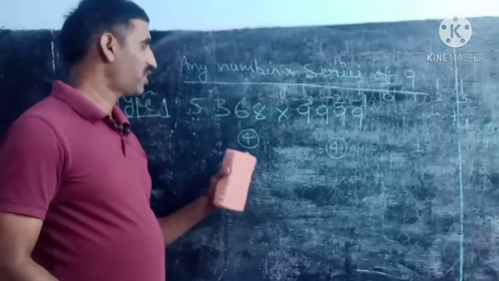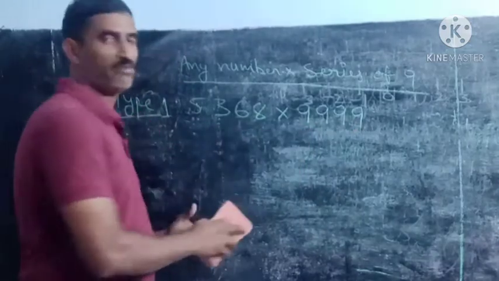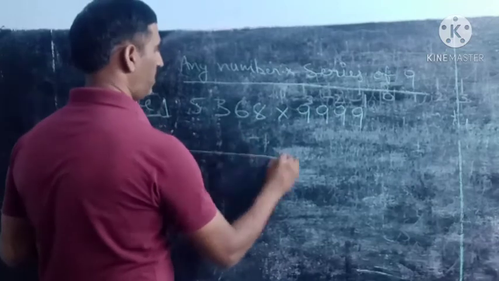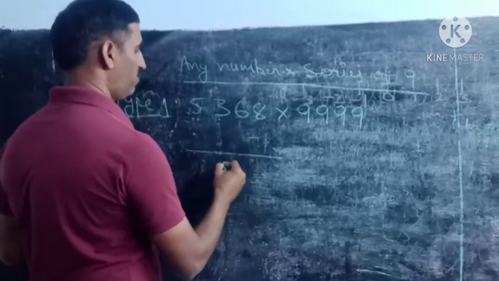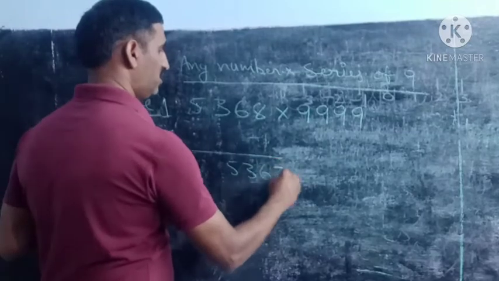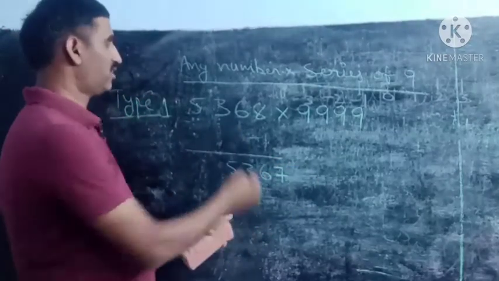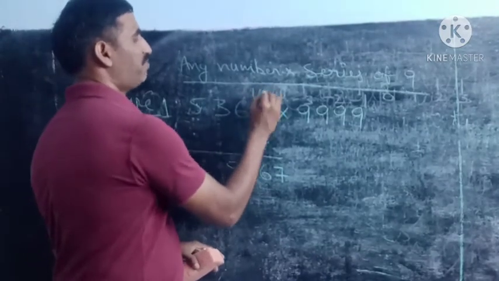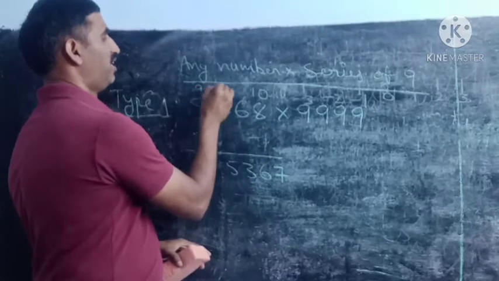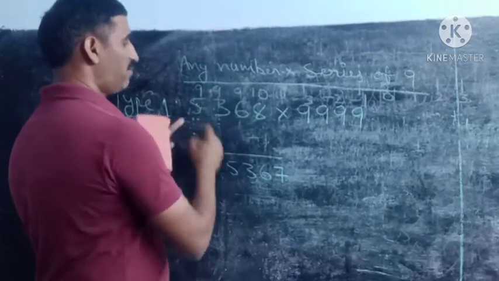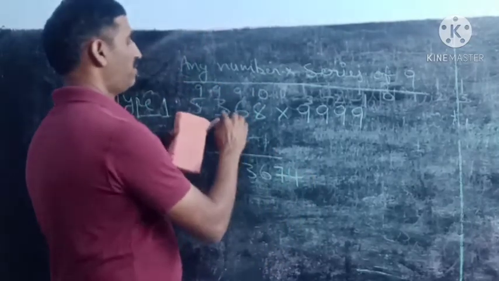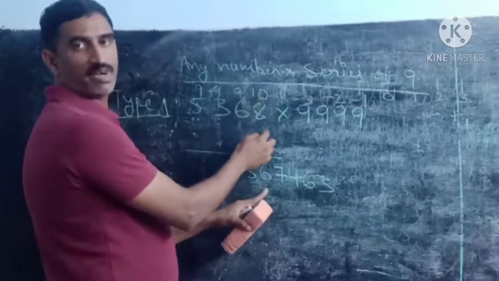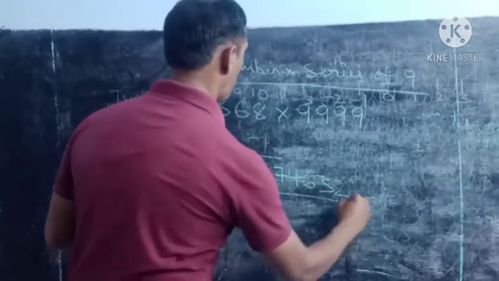For this, we have a procedure. Pay attention here, very clear. First subtract 1 from the first entire number. 5368 minus 1, you will get 5367. Next, you should find the complement of this number. The last digit must be subtracted from 10, and all the remaining digits from 9. 9 minus 5, 4. 9 minus 3, 6. 9 minus 6, 3. 10 minus 8, 2. So this is the answer.